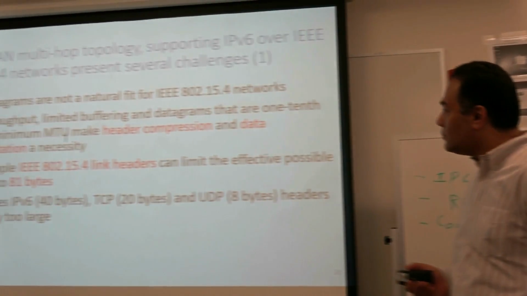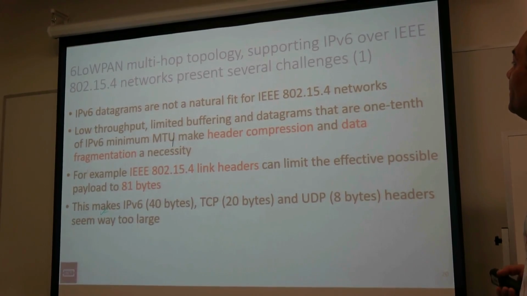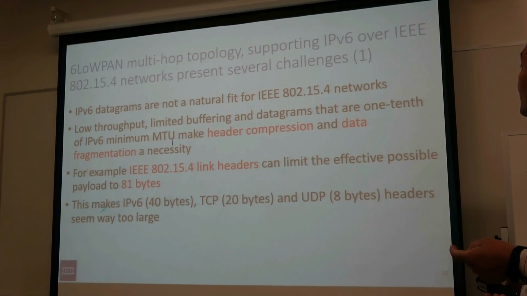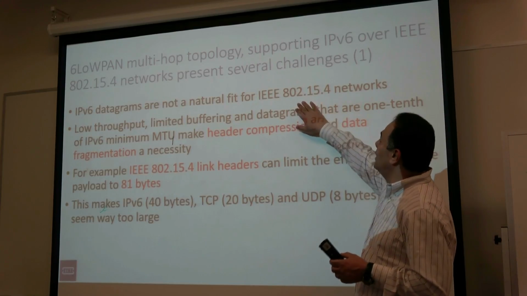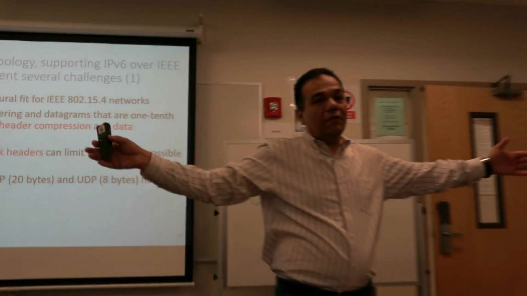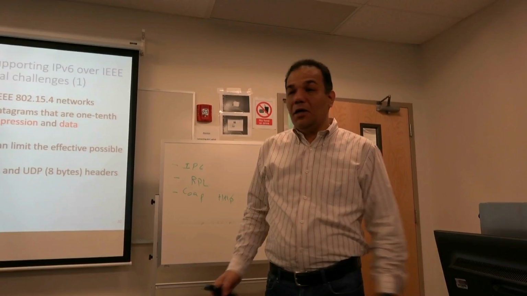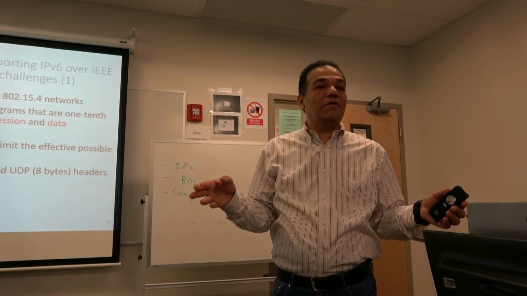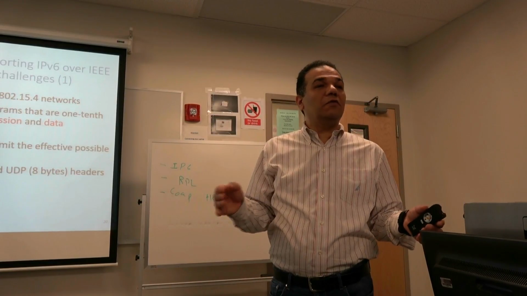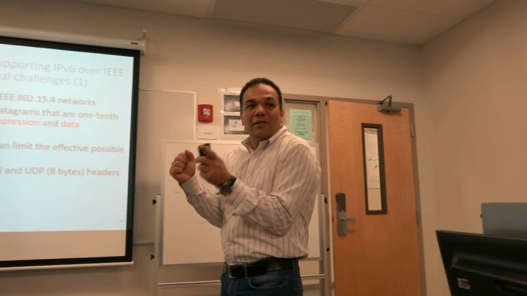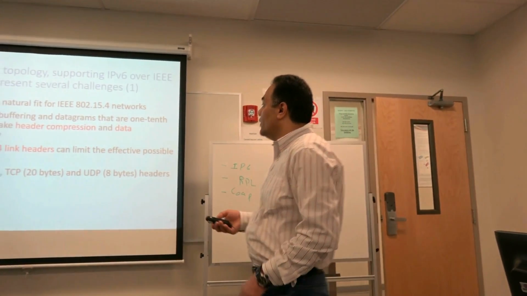All right. IP version 6 datagrams are not a natural fit for 802.15.4. Why? Because they are very big frames. As we said, the maximum size of the frame is 127 bytes, and the speed is 250 kilobits per second. So we have to fix it.